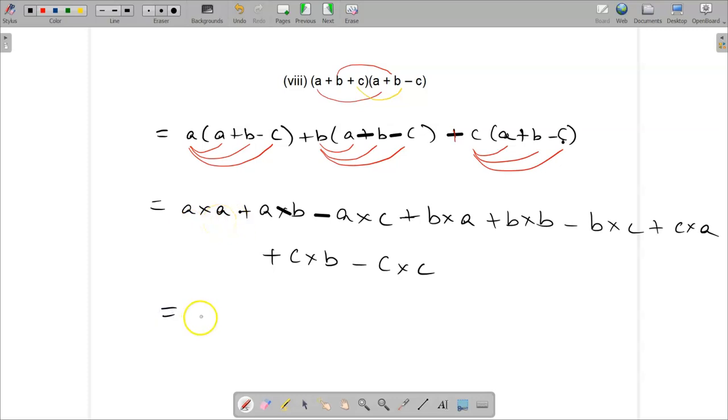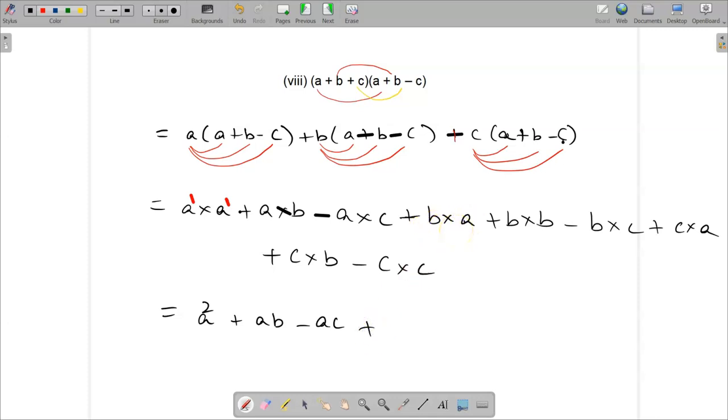Generally we will write A one time. Here the power is 1, here the power is 1. 1 plus 1 it is what? 2. So A into A it is A square. And then A into B I can write it as AB. A into C I can write it as AC. And then B into A.